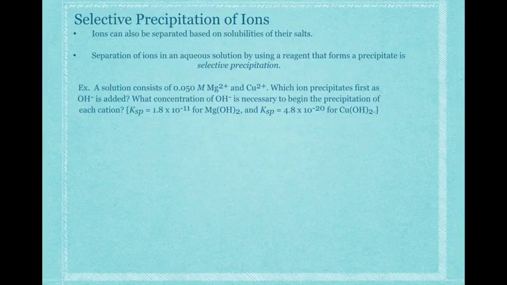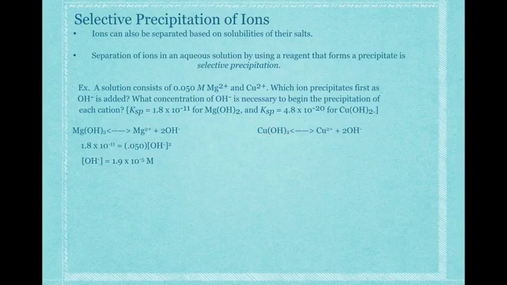So I'm going to first work with magnesium hydroxide, and there is my dissociation reaction right there, and I'm going to calculate my Q. I've got my KSP 1.8 times 10 to the negative 11th. That's equal to the concentration of magnesium ions times the concentration of hydroxide squared. When I do this, I find that my hydroxide is equal to 1.9 times 10 to the negative 5th. When I do the exact same thing for copper hydroxide and plug that in, what I get for my concentration of hydroxide is 9.8 times 10 to the negative 5th.